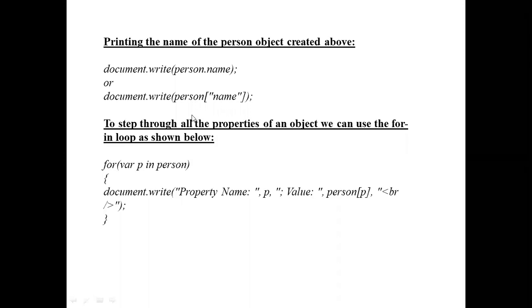Suppose you want to print all the properties of the object, so here we use the for loop: for (var p in person) document.write. This statement prints all the properties in the object: property name value JPS, next property branch value CSV. So here we use a for loop to print all the properties of the object.